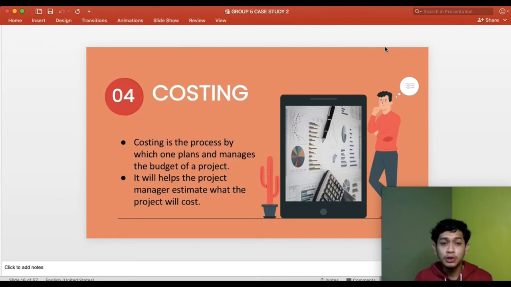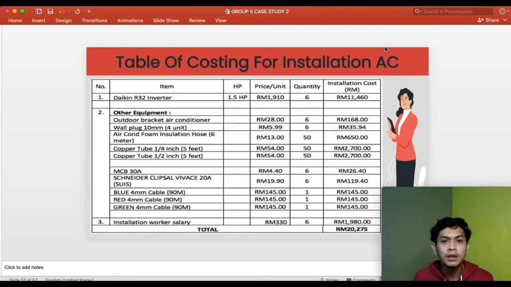Alright, so for the costing, the costing is the process by which one plans and manages the budget of a project. So it will help the project manager estimate what the project will cost. So we know that the costing is a very important thing we must do before we do the entire project. Alright, so the next slide is about the table of costing for installation aircon.